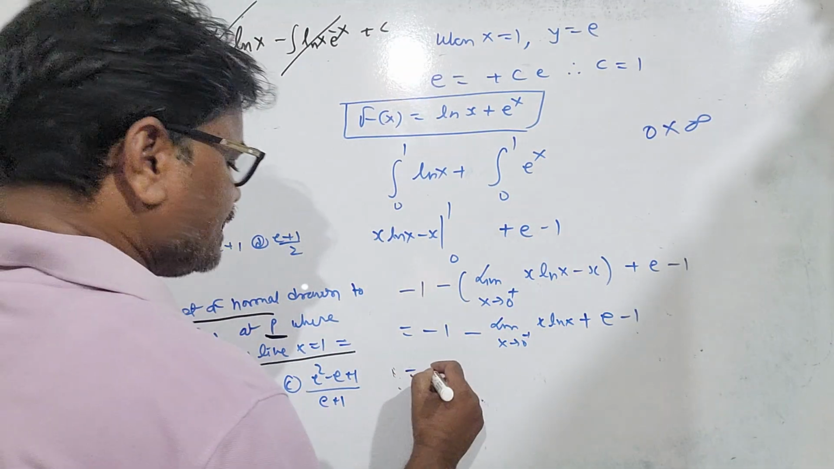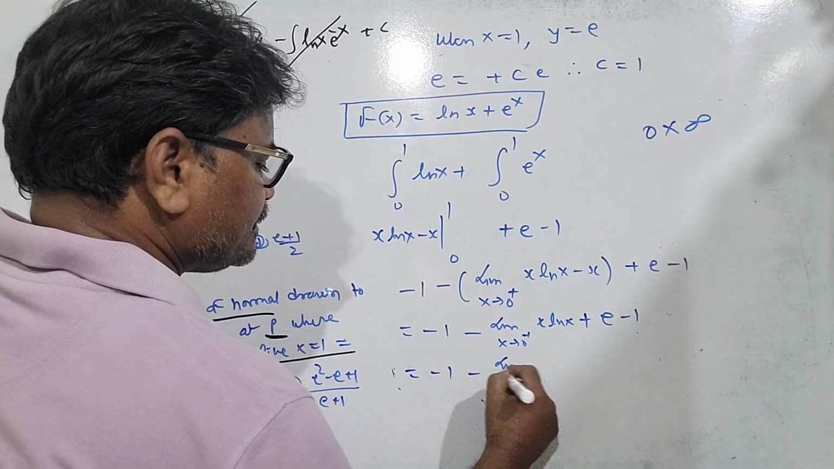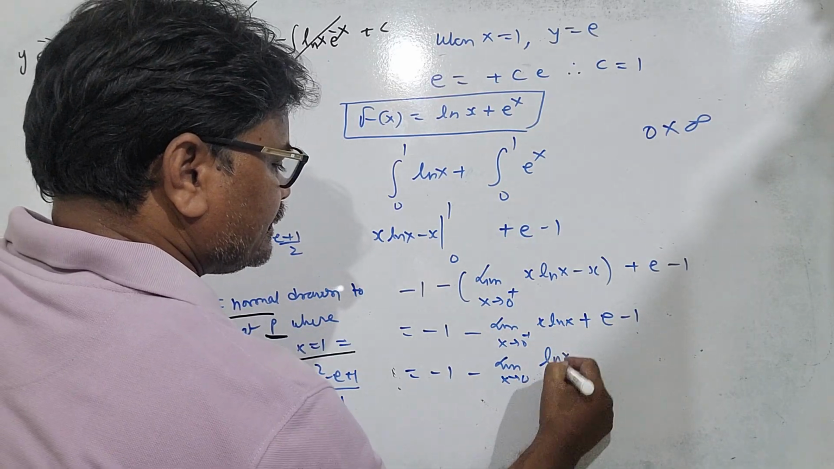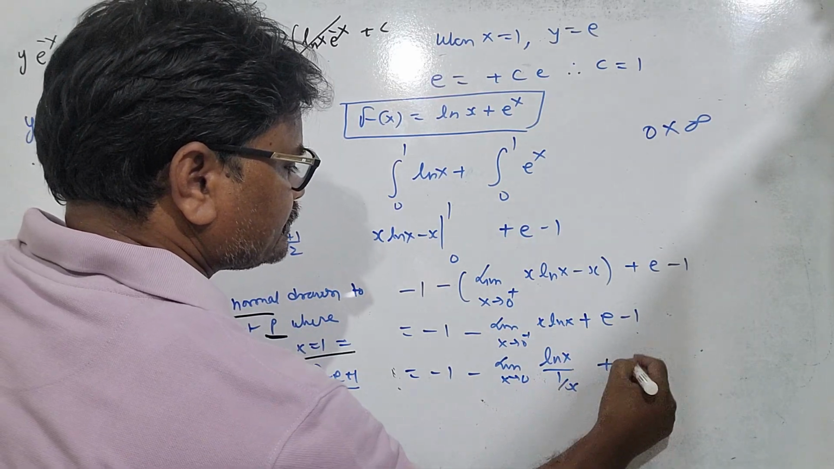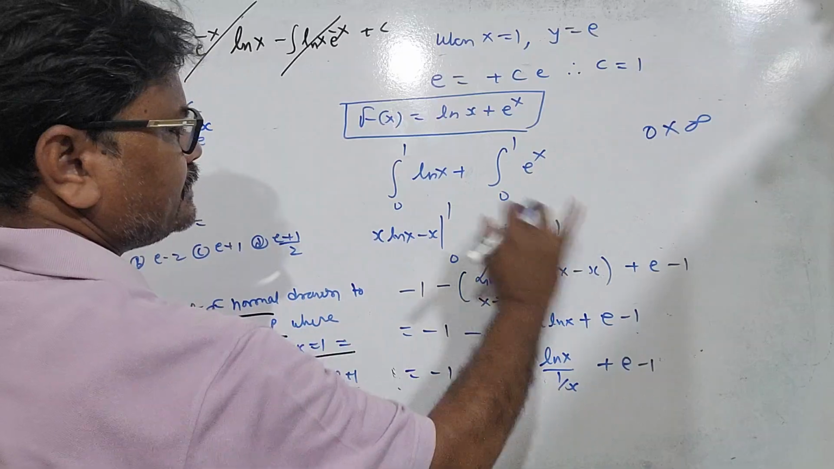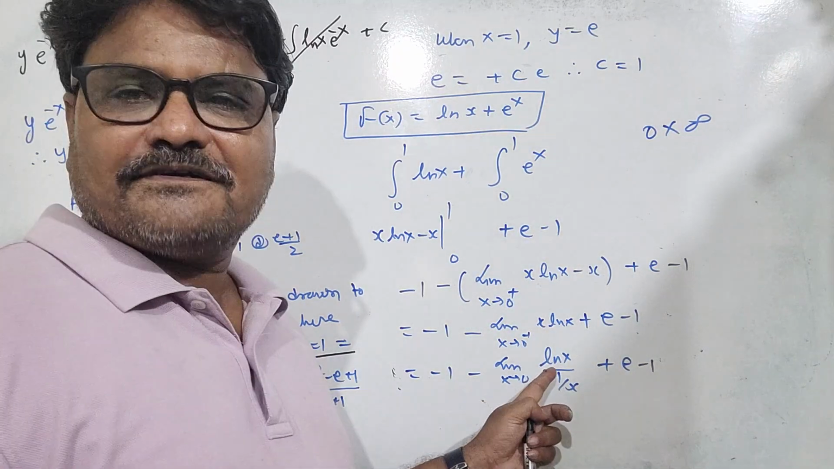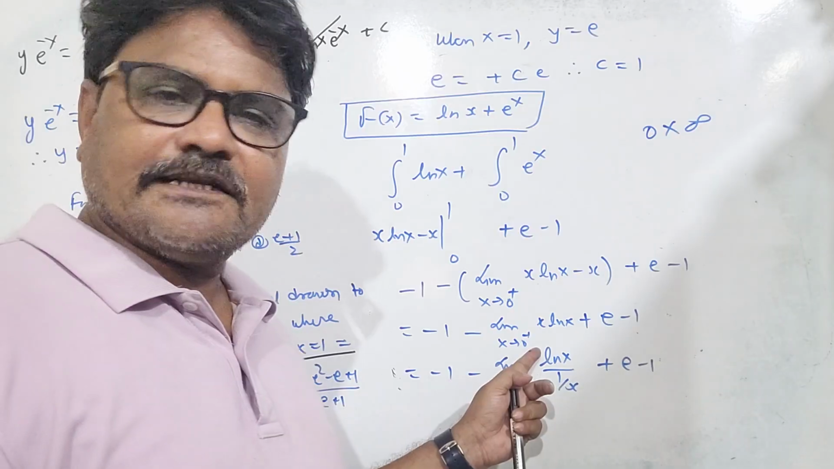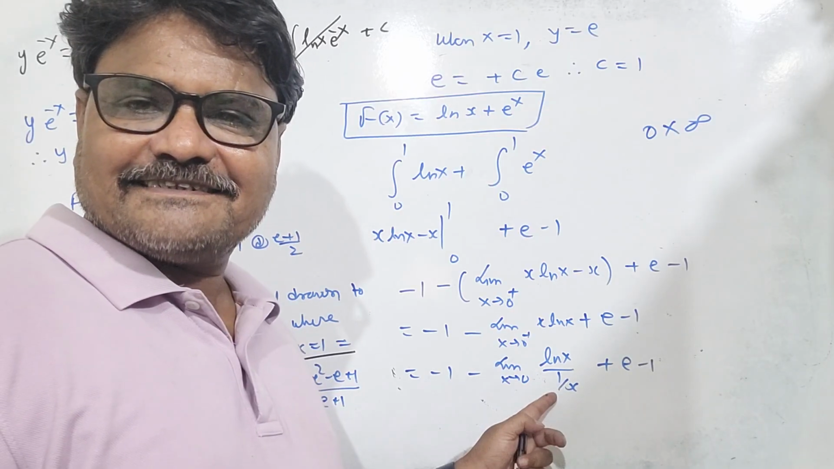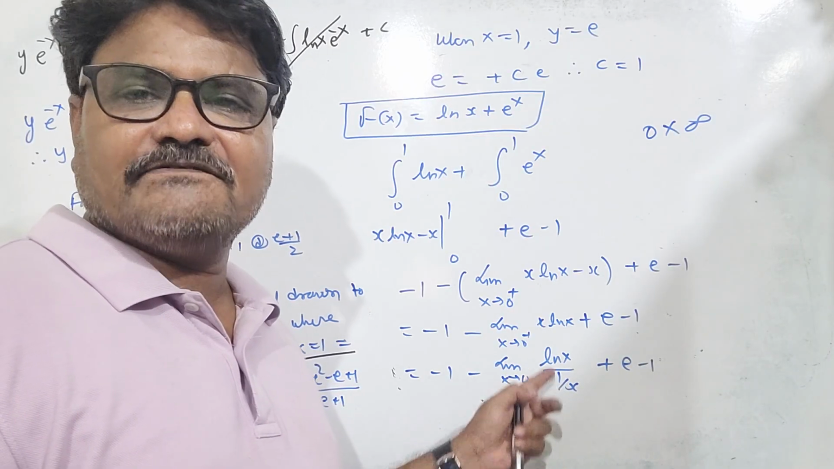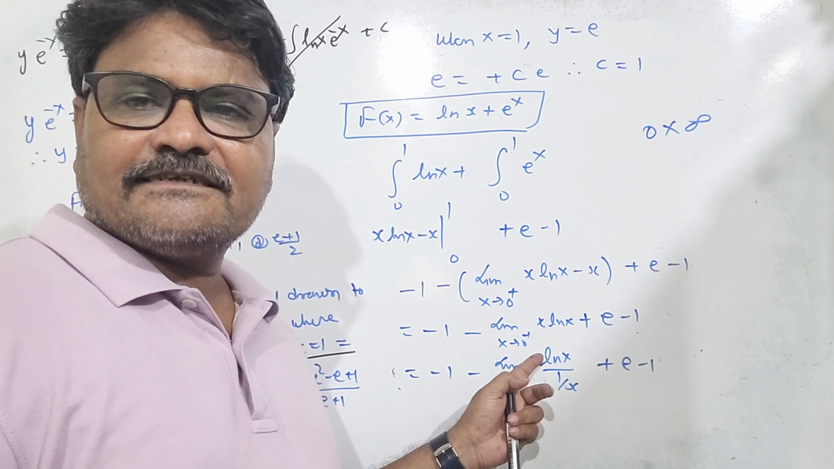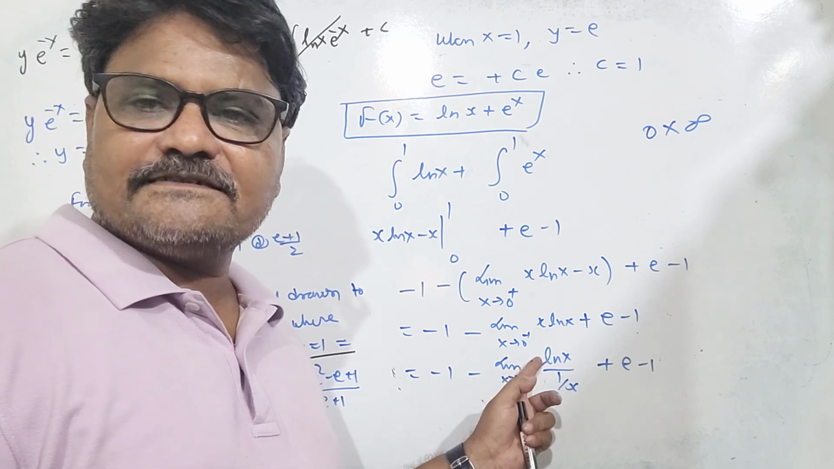So therefore it is minus 1 minus limit x tending to 0 of ln x divided by 1 by x, and this is e minus 1 already with this. Okay, now I can apply the L'Hospital rule. The derivative is 1 upon x over minus 1 upon x square. Finally we are getting minus x, and putting x equal to 0, the answer is 0.